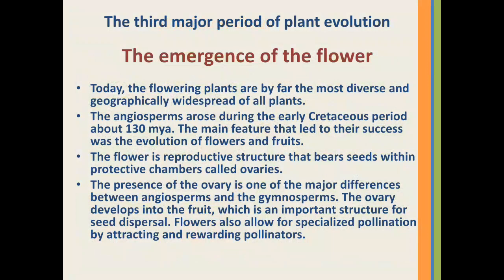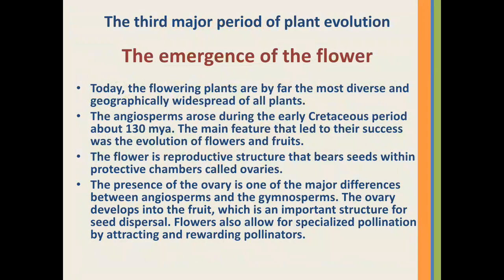The fourth major period of plant evolution, the emergence of flowers. Today, the flowering plants are by far the most diverse and geographically widespread of the plants. The angiosperms arose during the early Cretaceous period, about 130 million years ago. The main feature that led to their success was the evolution of flowers and fruits.